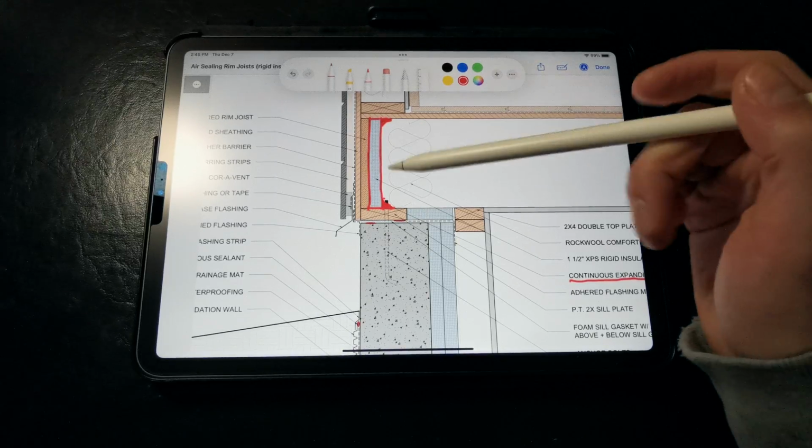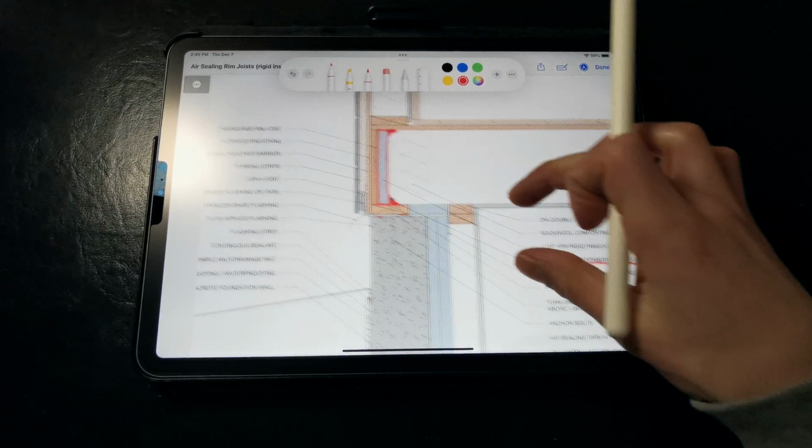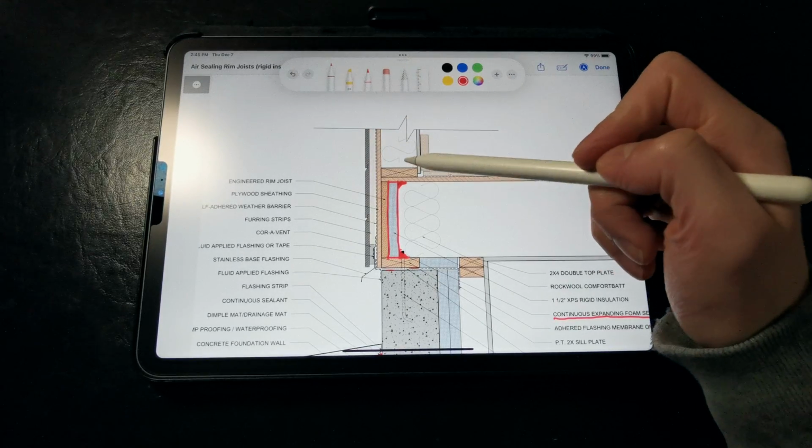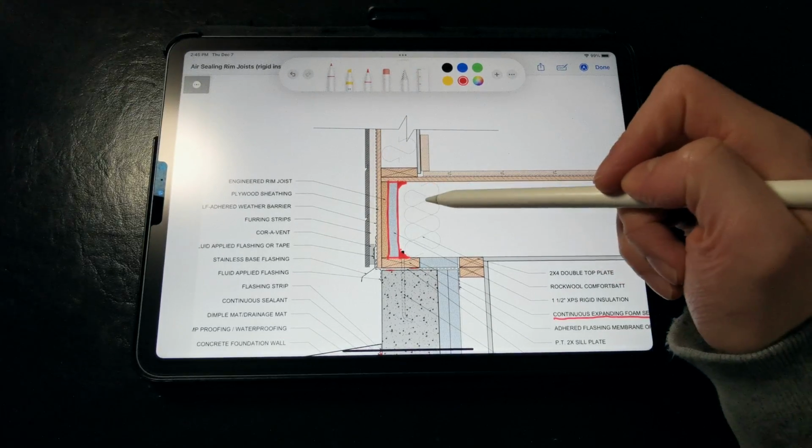Now, we want to make sure that the thickness of the rigid foam and any other insulation at the rim joist provides the same R value as the exterior walls above, and that it follows the recommended insulation ratios to prevent condensation.